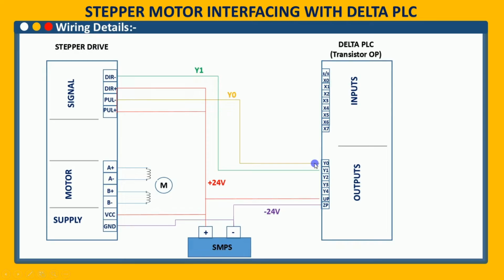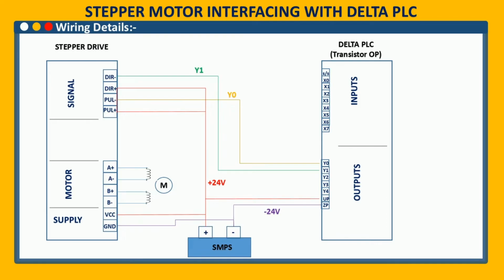So basically Y0 is our pulses, right? And Y1 is direction. So we will give pulses to pulse minus, that is Y0 we need to connect to pulse minus, and Y1 to direction. So this is Y1. Basically this is the wiring detail for the stepper drive. Now I will show you the hardware part of the stepper drive and PLC.